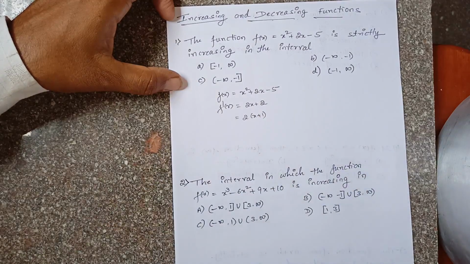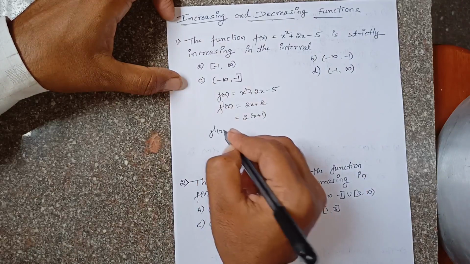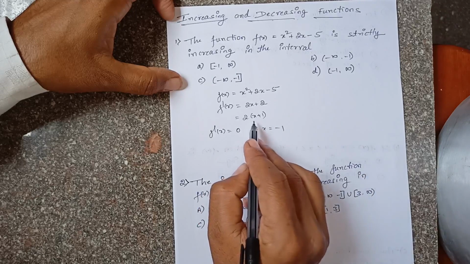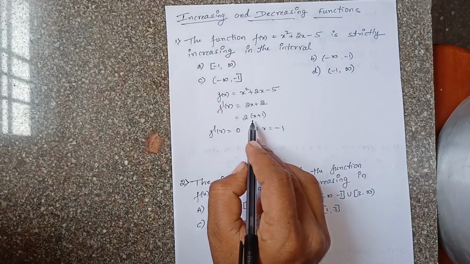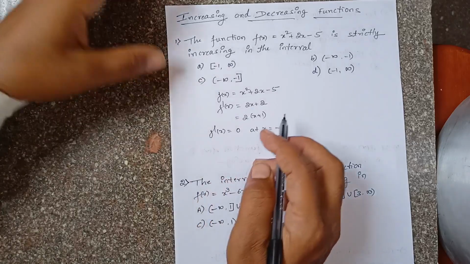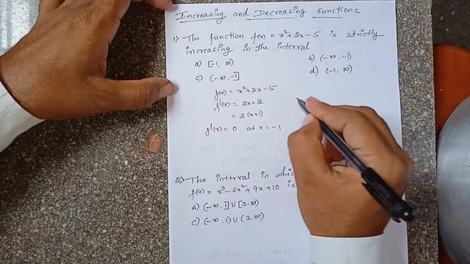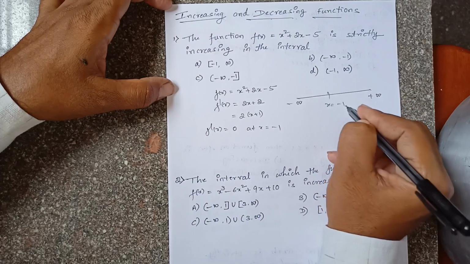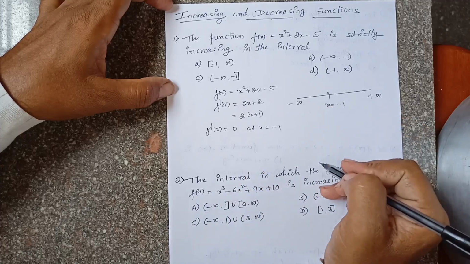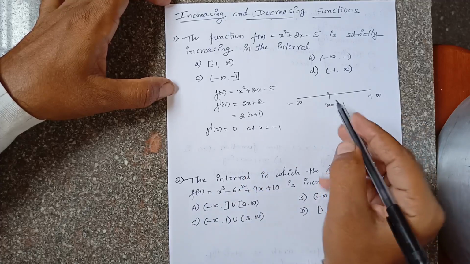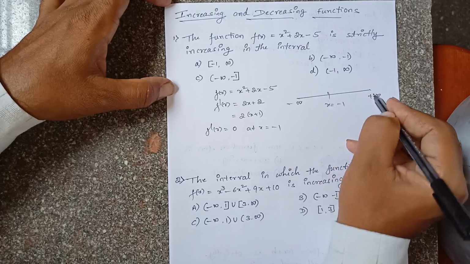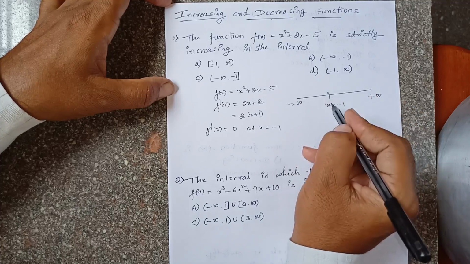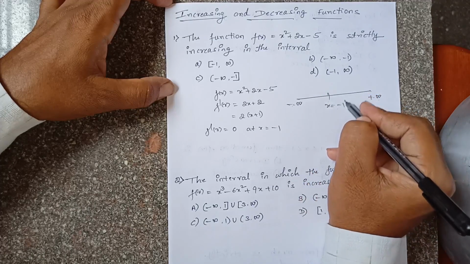F dash of x is equal to 0 at the point x is equal to minus 1. We can find this out using this condition. If we substitute x is equal to minus 1 here, what happens? This f dash of x becomes 0. If we consider the number line from minus infinity to plus infinity, at the point x is equal to minus 1, there is a change in slope of the curve, right? Take the two intervals, minus 1 to infinity and minus infinity to minus 1. Let us check any point in the interval minus 1 to infinity.